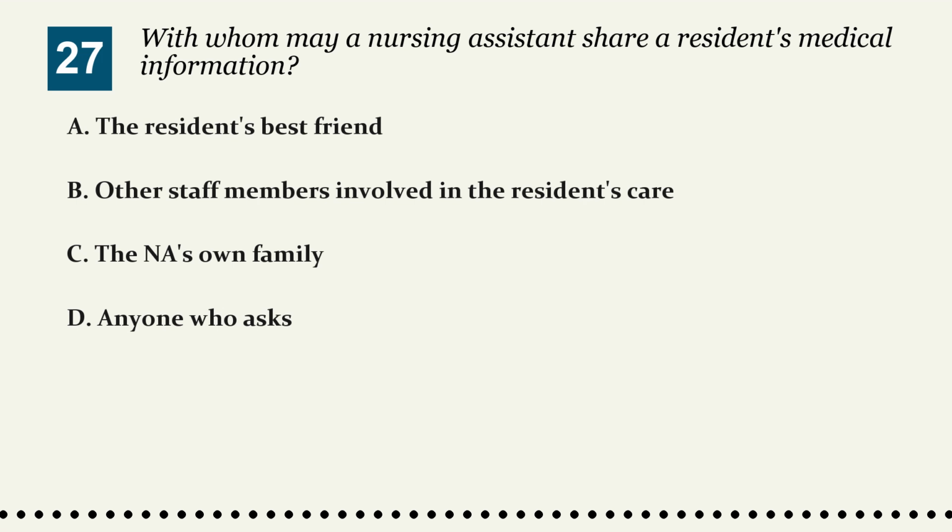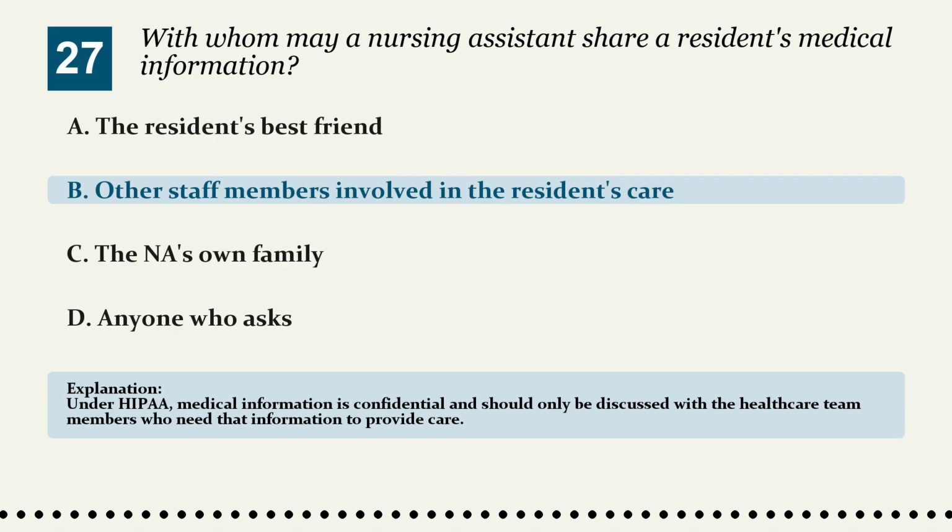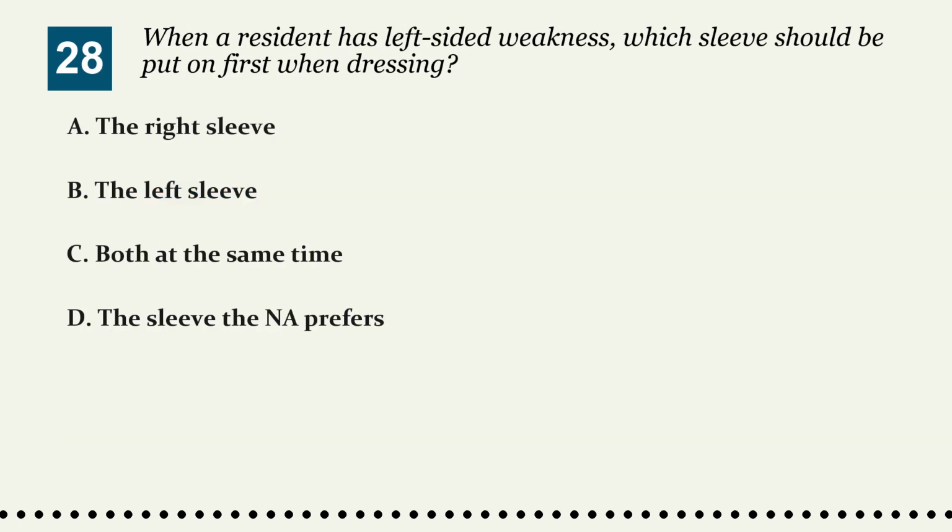Question 27. With whom may a nursing assistant share a resident's medical information? Option A, the resident's best friend. Option B, other staff members involved in the resident's care. Option C, the NA's own family. Option D, anyone who asks. The correct answer is option B, other staff members involved in the resident's care. Under HIPAA, medical information is confidential and should only be discussed with the healthcare team members who need that information to provide care.